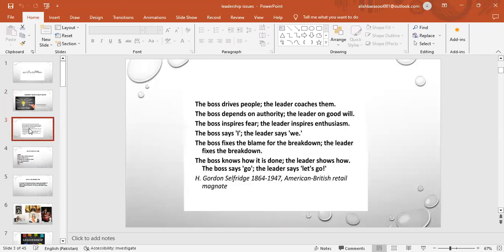The quote of the day is, "The boss drives people, the leader coaches them. The boss depends on authority, the leader on goodwill. The boss inspires fear, the leader inspires enthusiasm. The boss says I, the leader says we. The boss fixes the blame for the breakdown, the leader fixes the breakdown. The boss knows how it's done, the leader shows how. The boss says go, the leader says let's go."